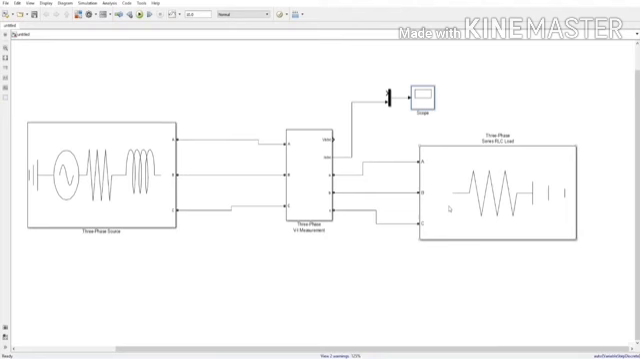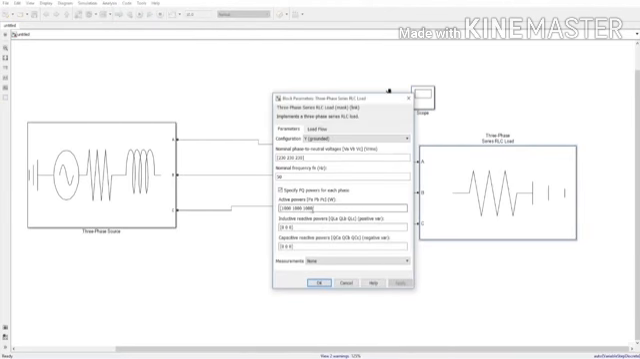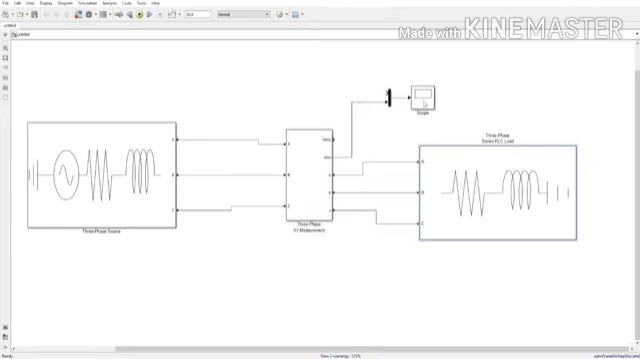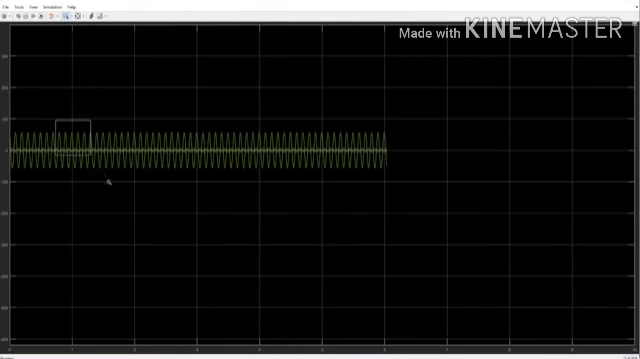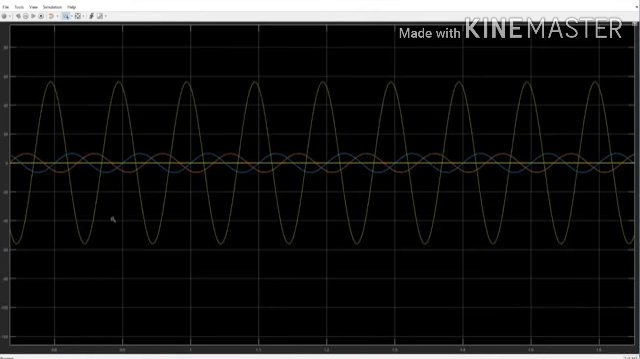Now let's check out what will happen if we increase the load on any one of the phases. Let's also add some inductive power. As you can see, the waveform is now completely disturbed in terms of magnitude and phase angle. And this system is definitely an unbalanced system. So I hope you guys have understood what is a balanced and unbalanced system.